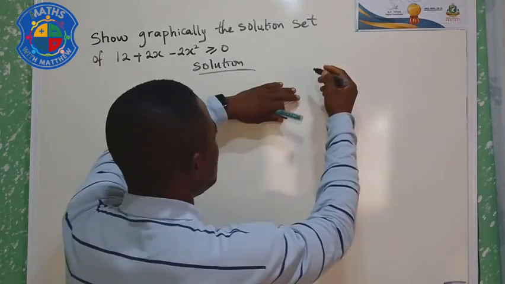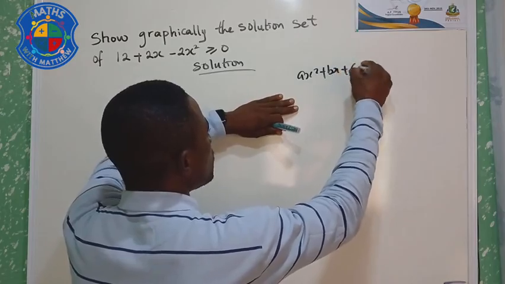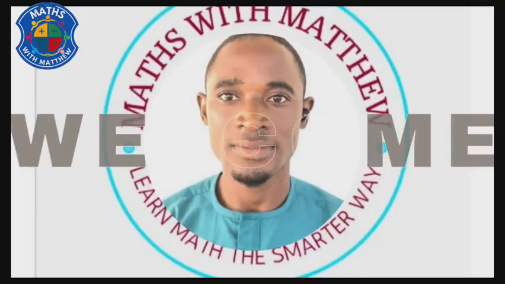equation. Now, you remember the form of a quadratic equation is ax squared plus bx plus c equals 0.